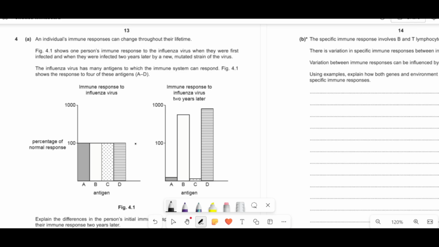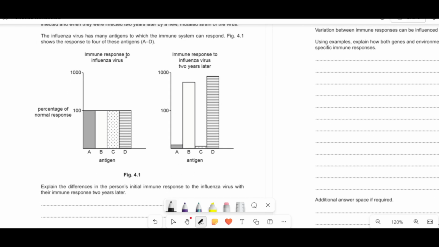So now it says an individual's immune response can change throughout their lifetime. Figure 4.1 shows the immune response to the influenza virus when they were first infected and when they were infected 2 years later by a new mutated strain. The influenza virus has many antigens to which the immune system can respond. Figure 1 shows responses to 4 of these antigens. So let's have a look at what's going on. So, immune response to influenza virus and then 2 years later.